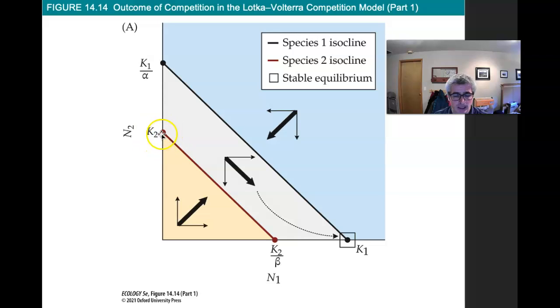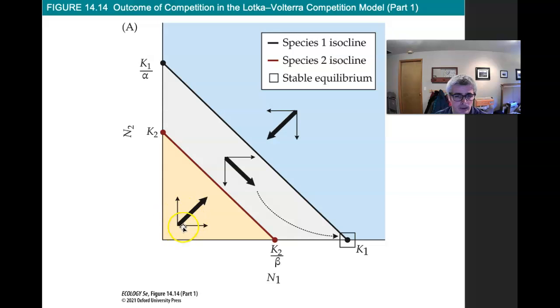Here's species 2, the carrying capacity if no species 1 is there. And then here's the x-intercept for species 2, which is K2 divided by beta. If we're up here in the blue, this is going to drive the population towards this isocline. It's going to decrease both the number of species 2 and 1, resulting in a net decline for both of them.